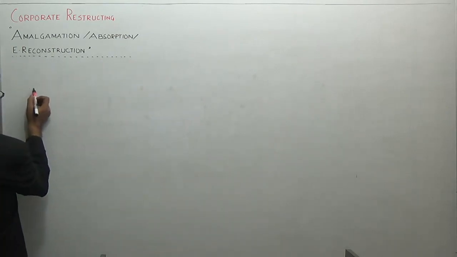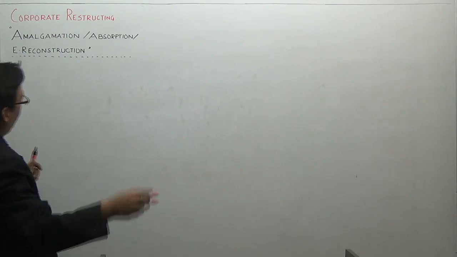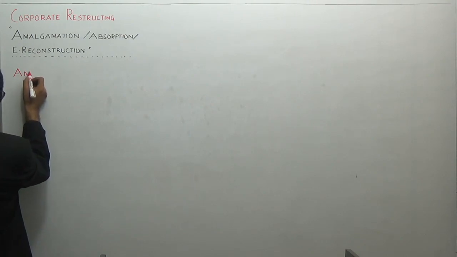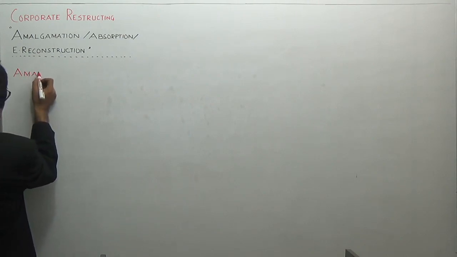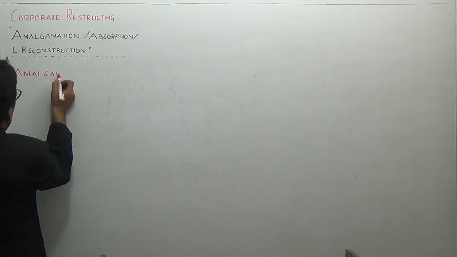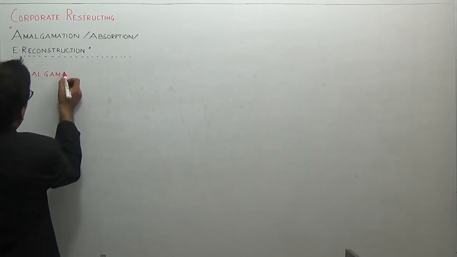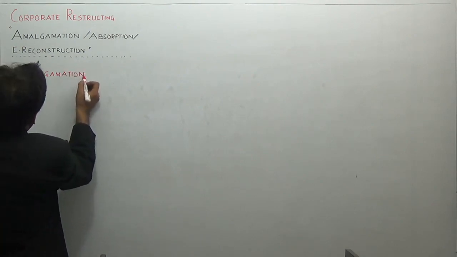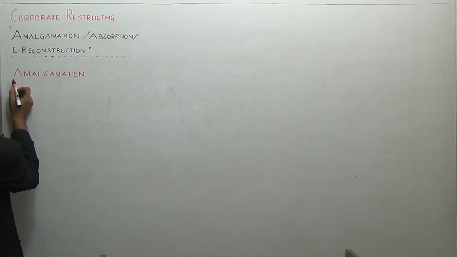Suppose there are two companies. First, we are trying to grasp the meaning of amalgamation. Pay attention. One by one we are going to take amalgamation first and then we shall move over to absorption. We are trying to grasp the meaning of amalgamation of companies. So what do we mean by amalgamation?